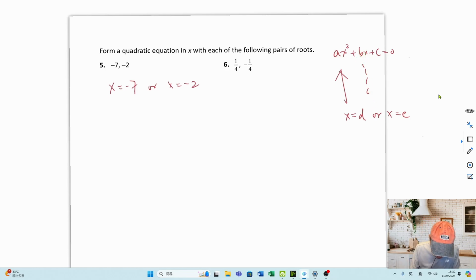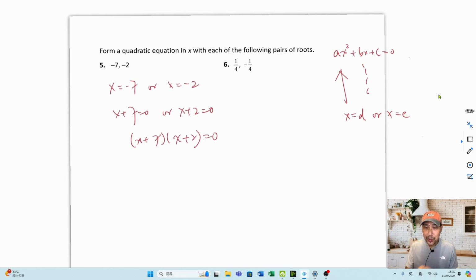Okay, that is x plus 7 is 0, or x plus 2 is 0, and then multiply them as a product, and then expand the brackets. x squared plus 2x plus 7x plus 14 is 0. Okay, x times these two terms, and 7 times x and 2, we have x squared plus 2x plus 7x plus 14. Combine the 2x.